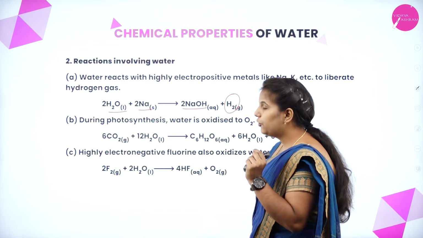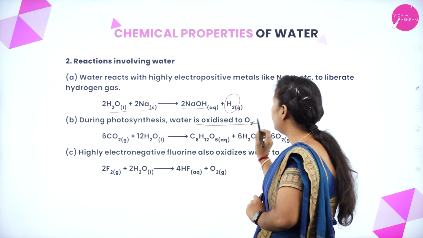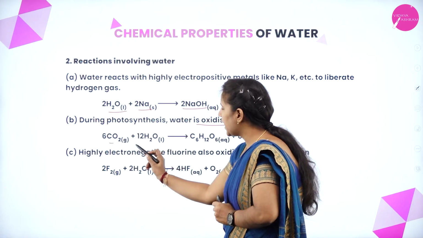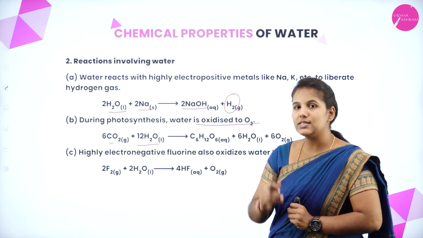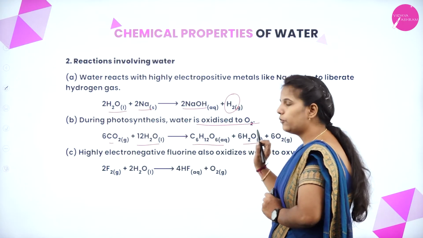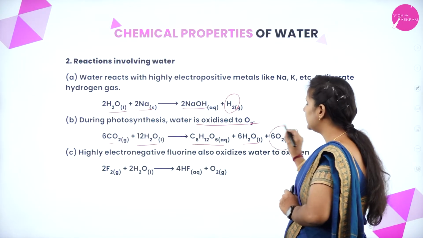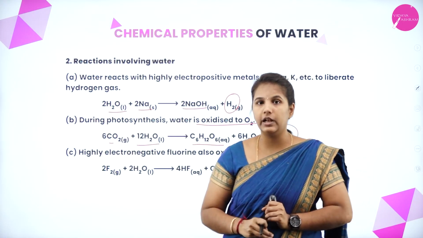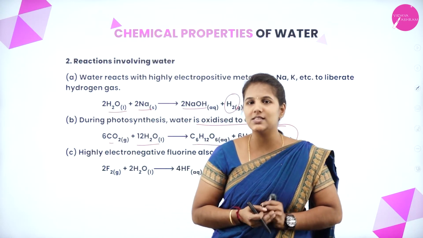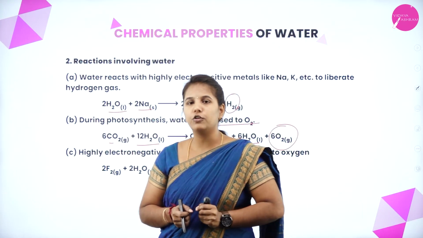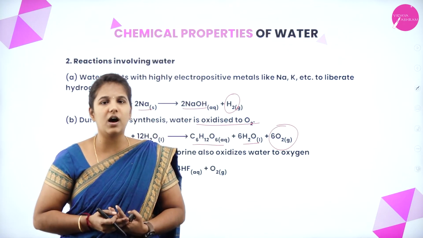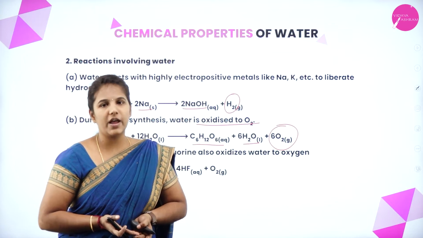Okay. And during photosynthesis also, water will be oxidized to oxygen. Here you can see that carbon dioxide reacts with the water molecule. We know that this reaction takes place in the presence of sunlight, giving rise to glucose with the formation of water and also oxygen. This process takes place in a green plant during photosynthesis. That is why green plants liberate oxygen during photosynthesis, and that oxygen is utilized by all other living organisms for their survival.